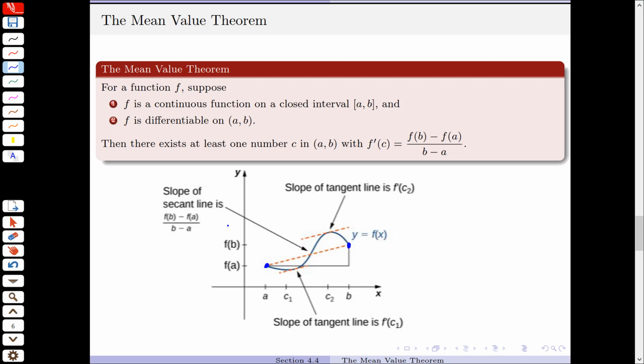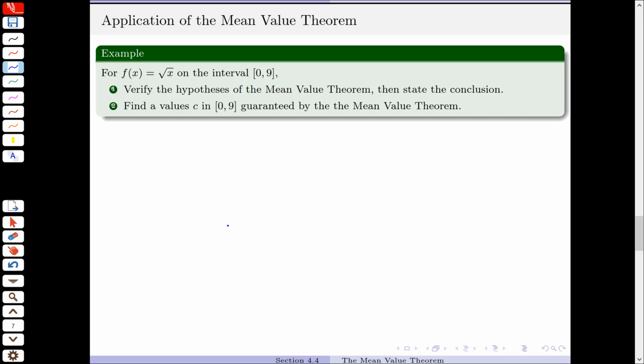All right, let's look at an example. f of x equals square root of x on the interval 0 to 9. So again, let's verify the hypotheses. So the first hypothesis, f is continuous on [0, 9]. And again, I don't want to spend a lot of time analyzing functions too deeply. We know the square root function, we know what it looks like, it's continuous. Okay, in general, root functions are continuous on their domains. And so we'll just say, okay, check.